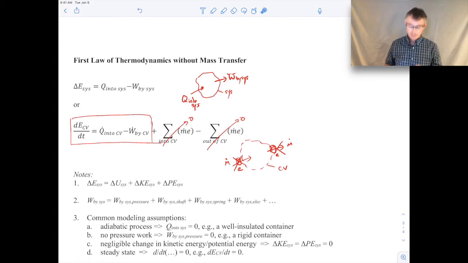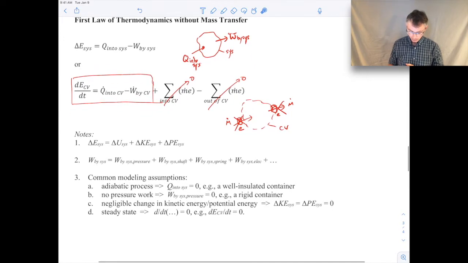So we can use either form, this one or this one. It just depends on whether you're interested in the rates of change or if you just want to know the total change in total energy, for example. Okay, so a few notes here. Just a reminder that the total energy of the system includes the internal energy, kinetic energy, and potential energy.